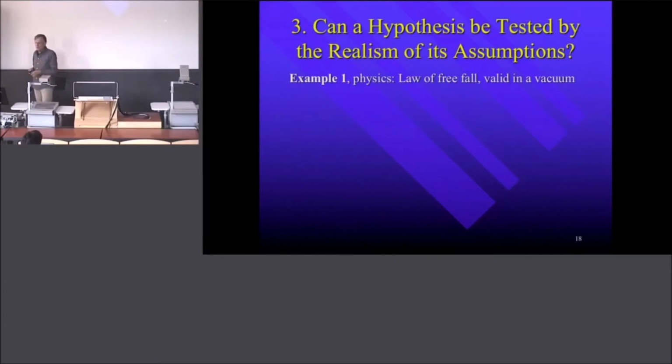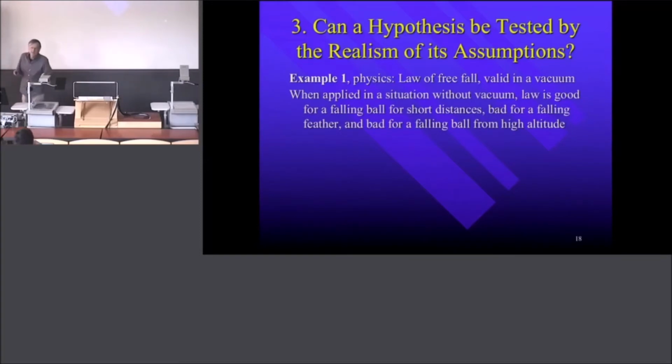The law of free fall. That's valid in a vacuum, as we are told. Now, when this law is applied in a situation without vacuum, this is Galileo's law of free fall. So it's from the early 17th century. It's, in a sense, the first law that was discovered in modern physics. Whatever. When applied in a situation without vacuum, the law is good for a falling ball for short distances, and it's bad for a falling feather or bad for a falling ball from high altitude.